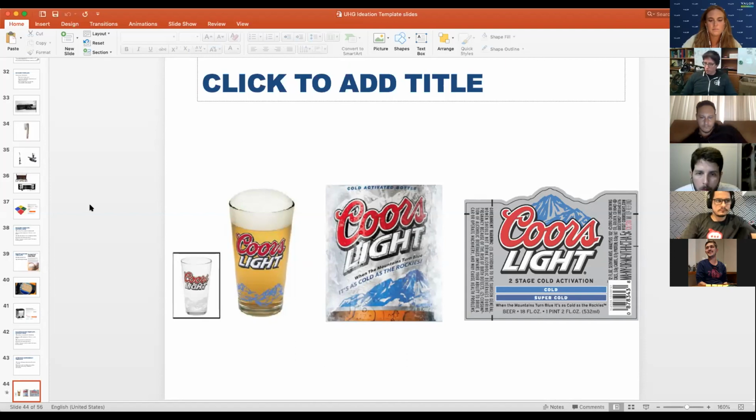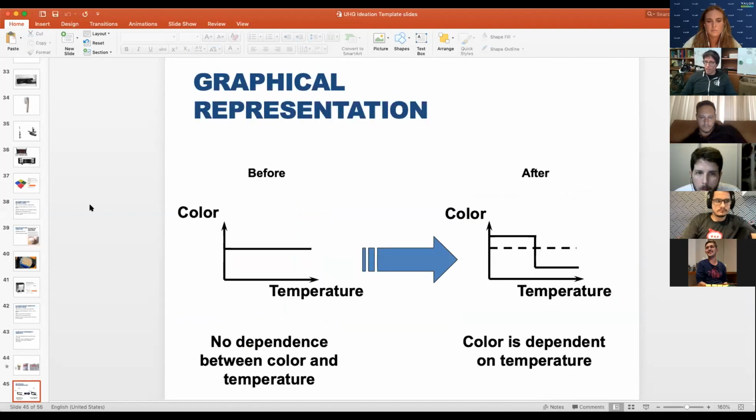Okay, so for those of you who are engineers and are graphically inclined, voila. Temperature changes, color remains constant. That's when there's no dependency between the attributes. When you create a dependency between the attributes, right, temperature reaches a certain threshold, color changes. That's what attribute dependency is.